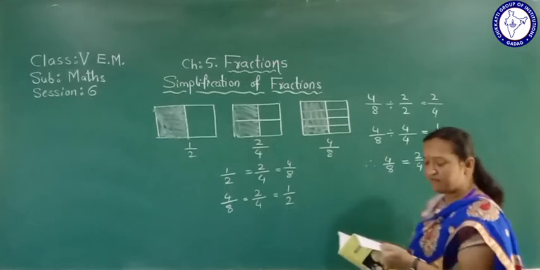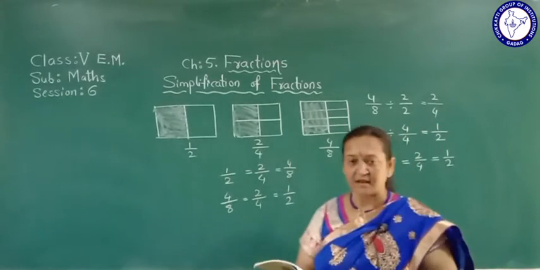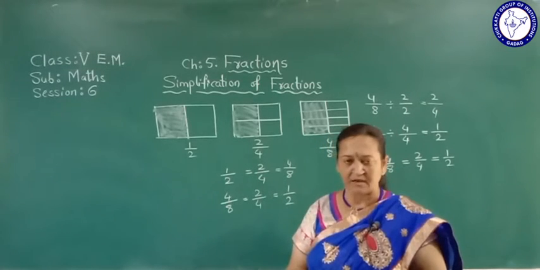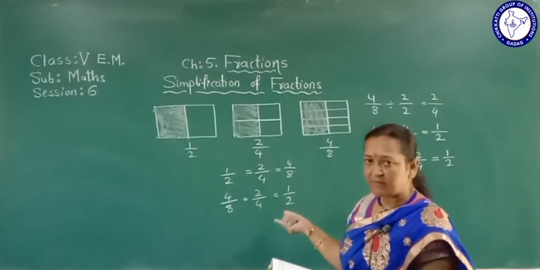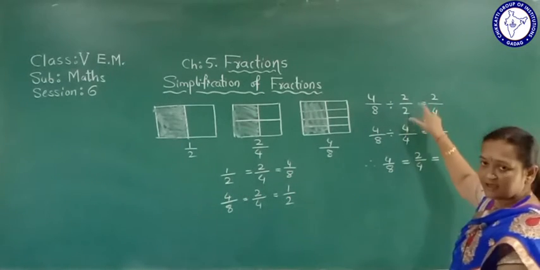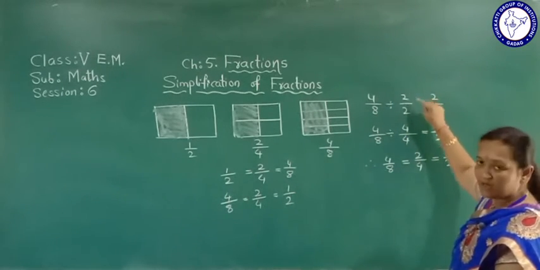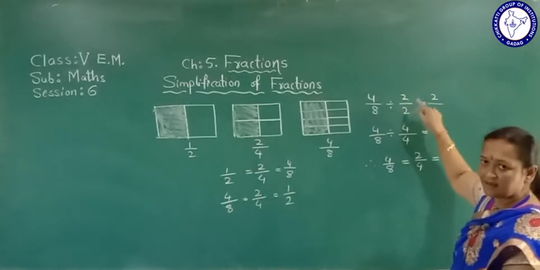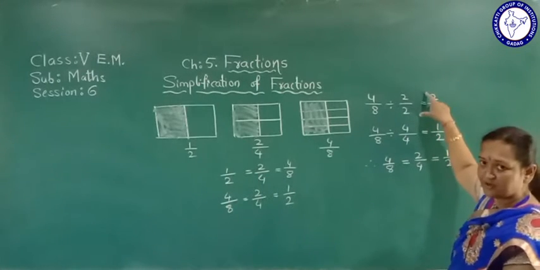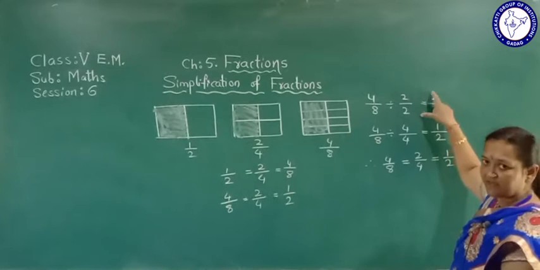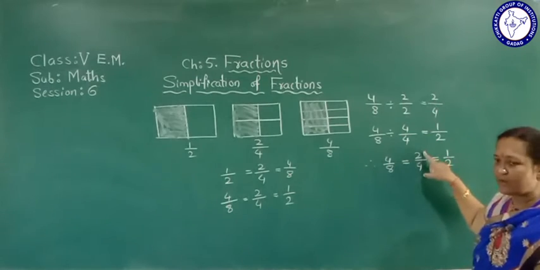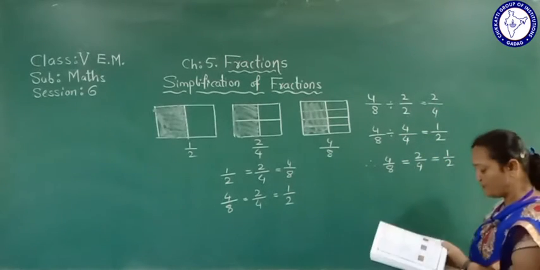So what we derive from this example, we can conclude that equivalent fractions are obtained by dividing the numerator and denominator of the given fraction by the same number. So both numerator and denominator should be divided by an equal number. Here we divided both by 2 and we are getting an equal fraction. Here the value is reduced, but the fraction is the same. The value of the fraction remains the same. Here 4 by 8 equals 2 by 4 and it equals 1 by 2.